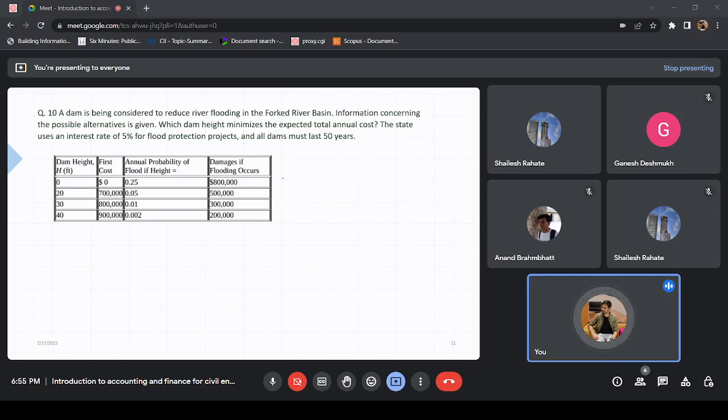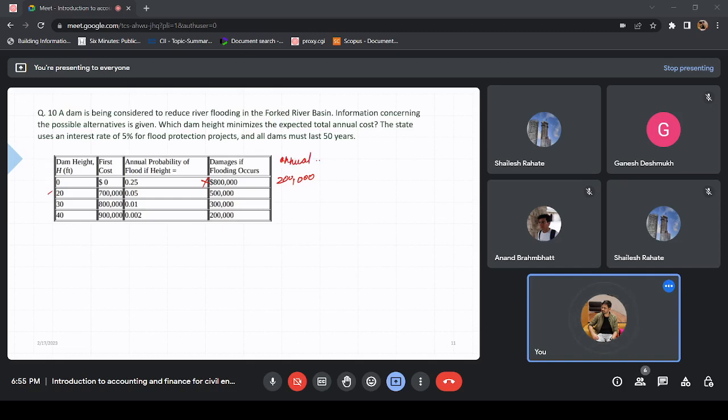So you can say that it is 0.25 into 800,000. So that is 200,000. Similarly, if the dam height is 20 feet, the first cost is 700,000. The probability that you will get a bigger flood is 0.05, and the damage if flooding occurs is given to you, 500,000.